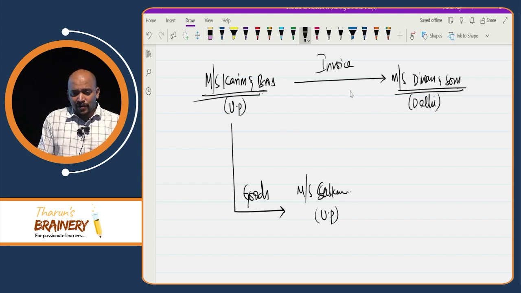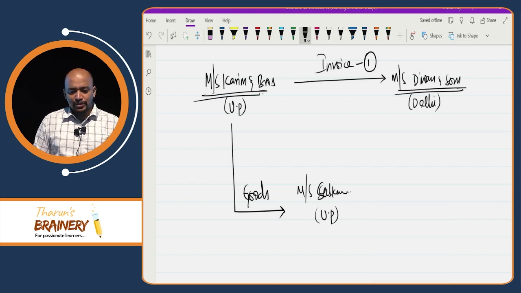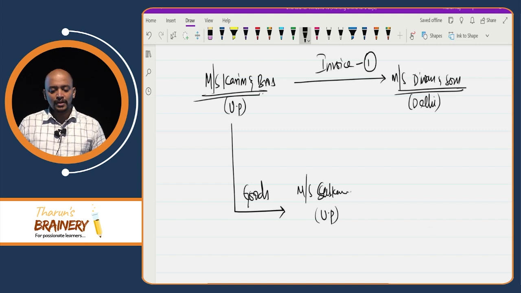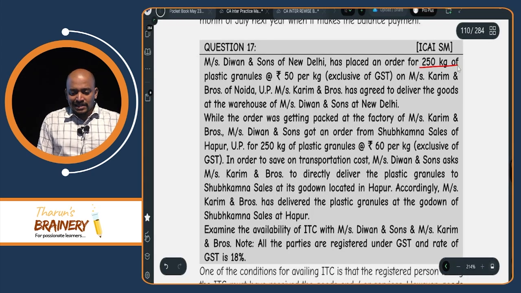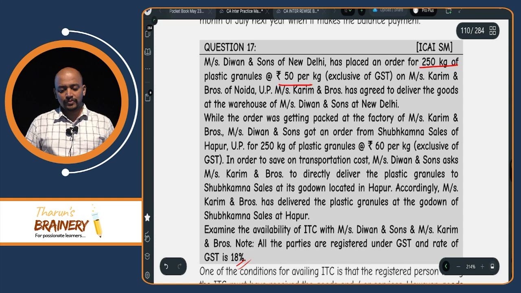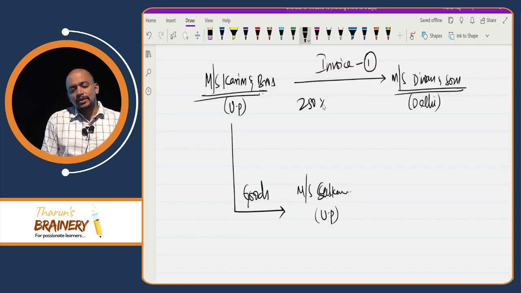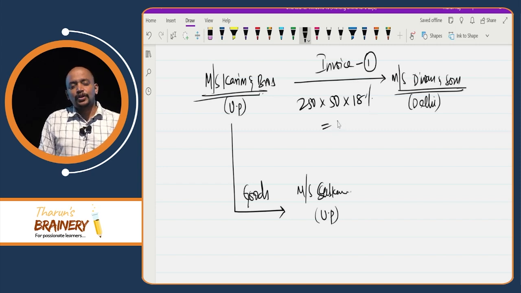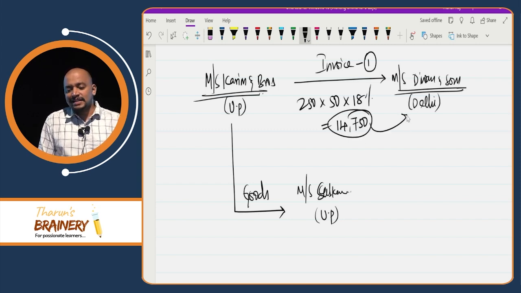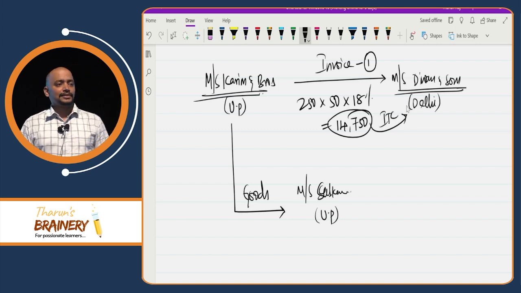What is the value for which invoice is raised? This is invoice number 1. What is the value for which invoice is raised by Karim Brothers to Diwan and Sons? See there, 250 kgs at 50 rupees per kg, exclusive of GST 18%. So 250 into 50 into 18%. How much? 2,250. So 2,250 availed as ITC by Diwan and Sons, correct?